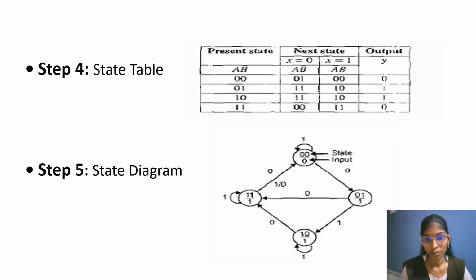By using the state table, we have to draw the state diagram. If AB equals 00, when x equals 0, the output is 0. Inside the circle, you have to represent the present state divided by the output, and the output is represented as 0. The remaining cases have to be represented by using the state table.